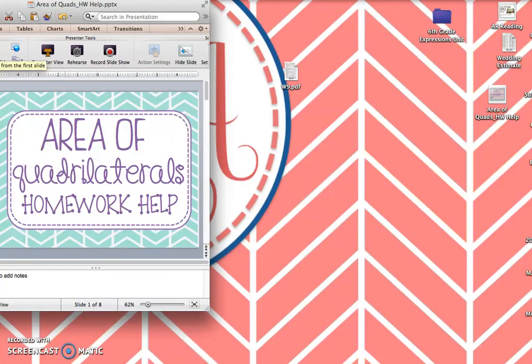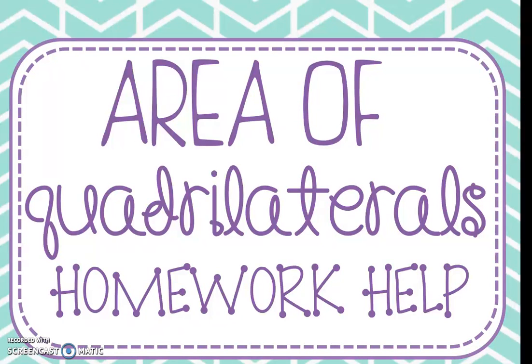All right, guys, so today we talked about how to find the area of quadrilaterals. We talked about classification of quadrilaterals and the area formula that goes with each one. So for some homework help, I'm going to run through the qualifications for each quadrilateral. We'll talk about what the formulas are, and then I'll help you with number one, and then you should be golden to do the rest on your own.